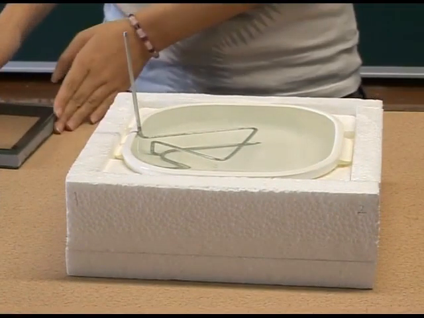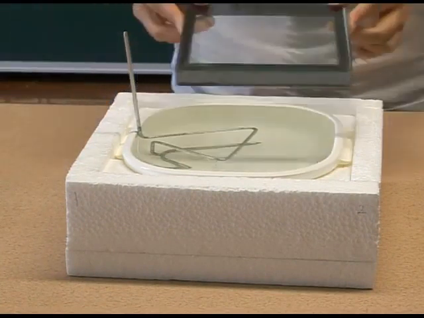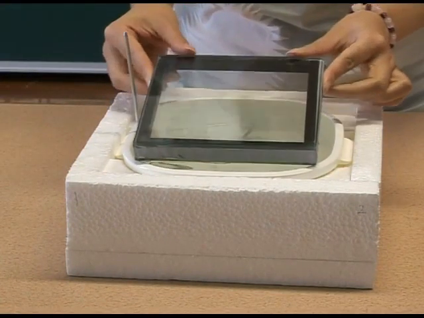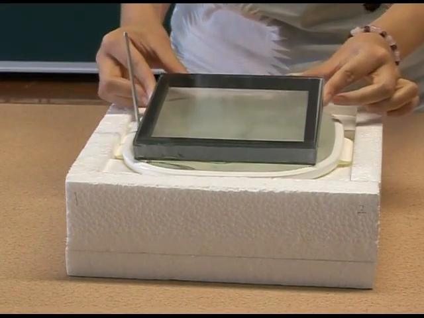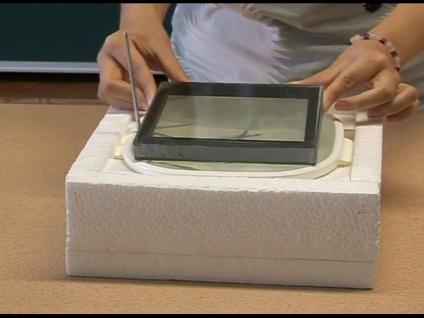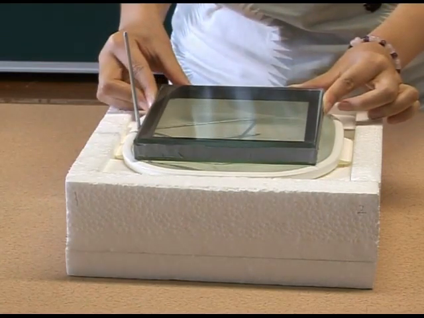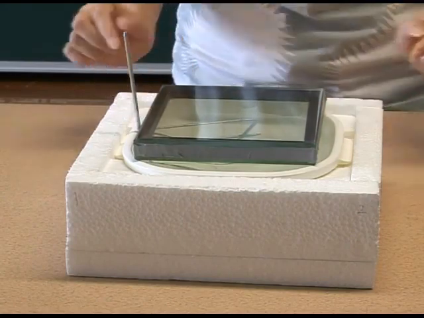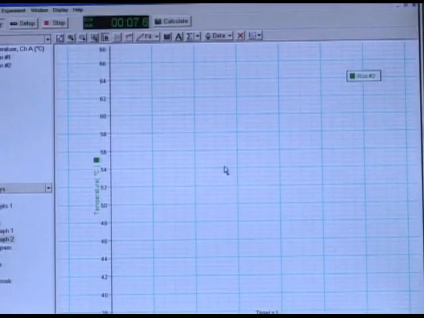Now, repeat the above experiment with a sheet of double-glazed glass of the same dimensions. Make sure that the starting temperature is the same as the previous experiment. We then obtain another set of results.